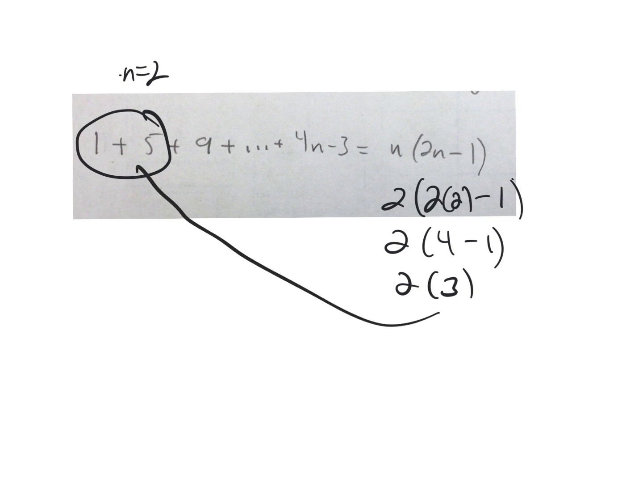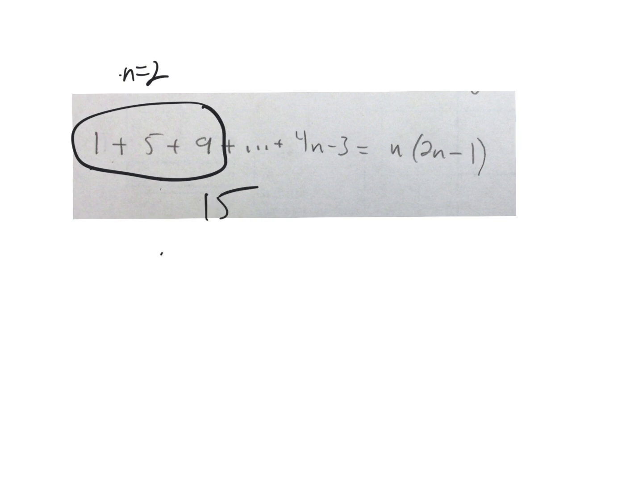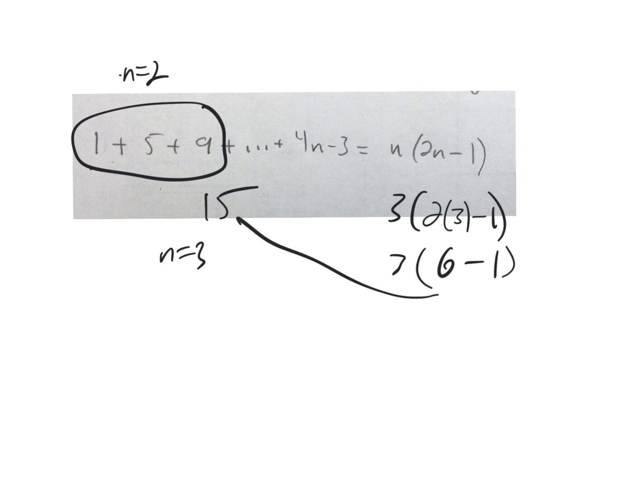Yeah, it probably works for the third sum. Here, let's check it out. The third sum will be the sum of those three numbers, which is what, 15? So if n equals 3, that's the third sum. 3 times 2 times 3 minus 1, that's 6 minus 1. So that'll be 5 times 3, which is 15. So it works for the first, second, and third sum.